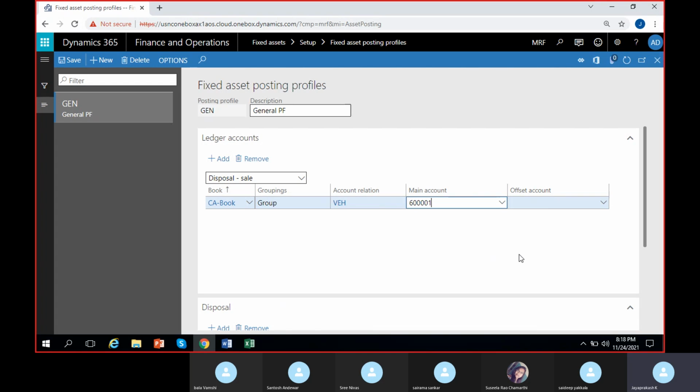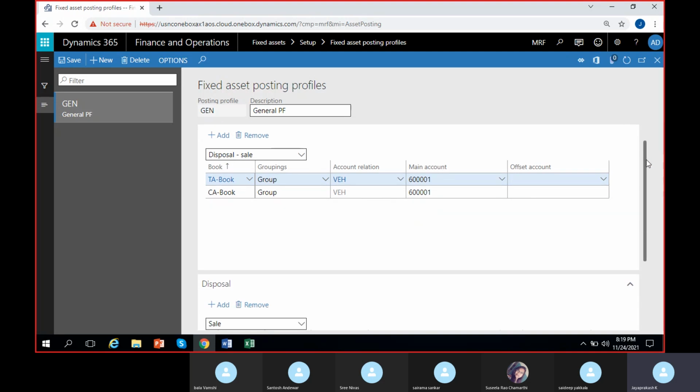Offset account, I'm not giving anything because I will give my own account, like bank account or cash account, whenever I sell a fixed asset. So I'm not giving the offset account. Can select tax act book as well. So select the group, select the vehicle and go for the same account 6 lakh 1 for the tax book as well, but we have to do the sale entry for both the books separately. We can't do it at a time.